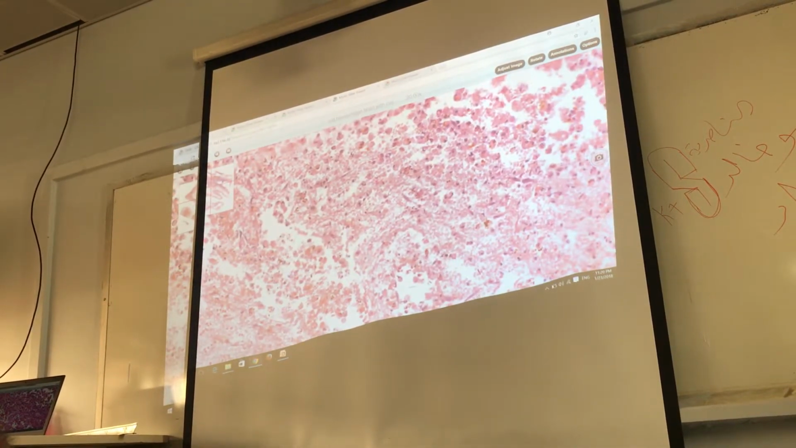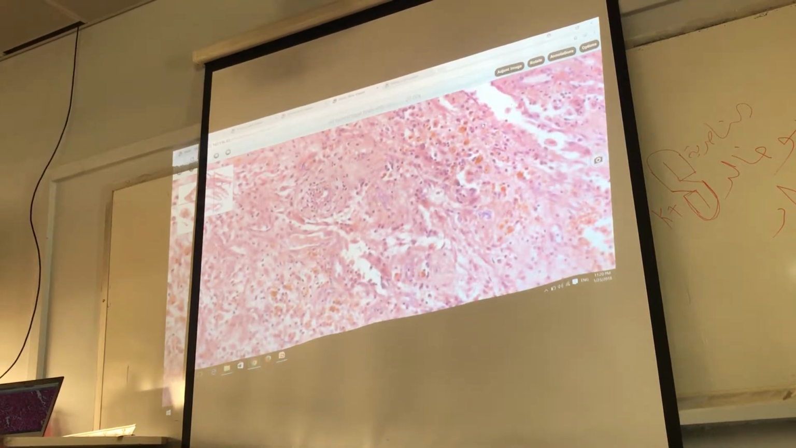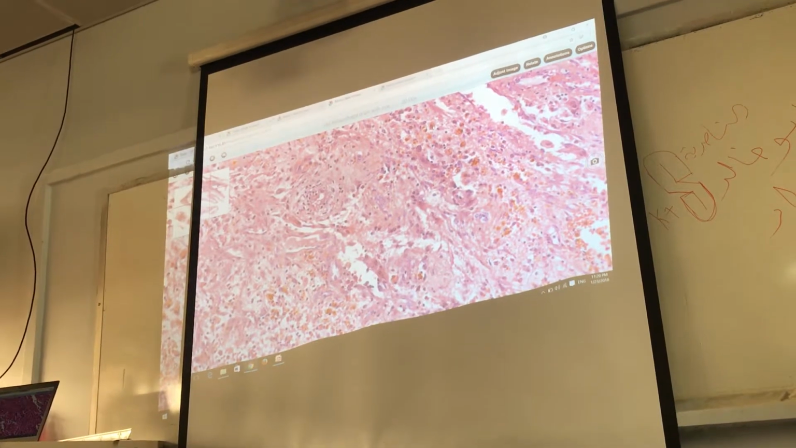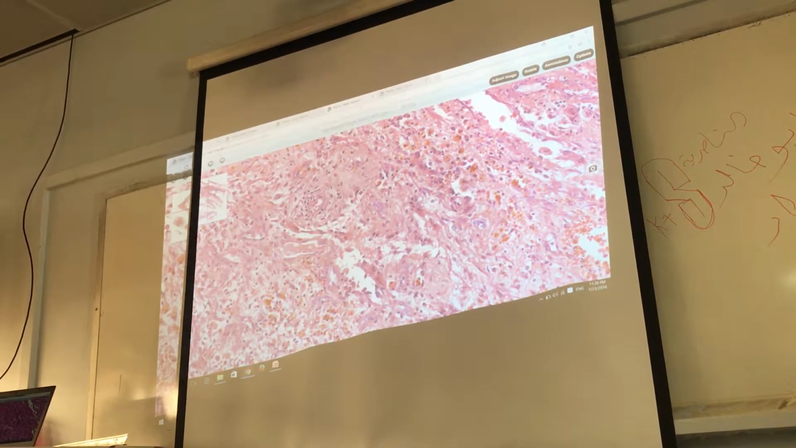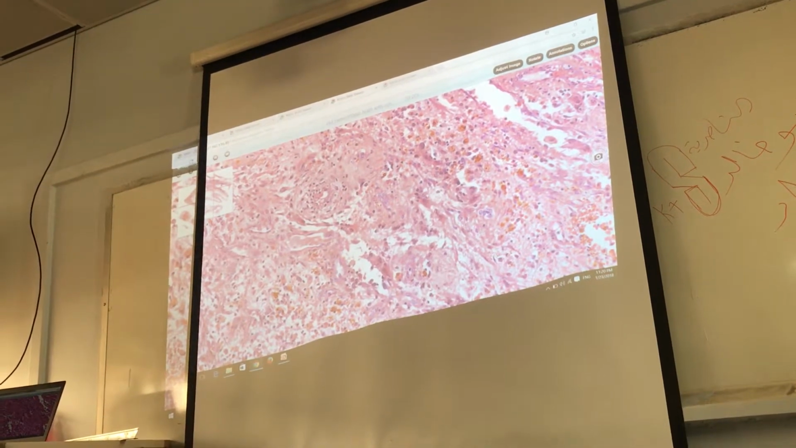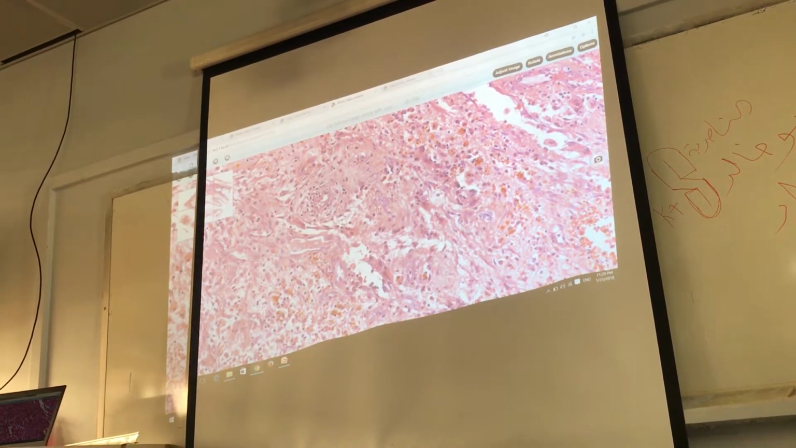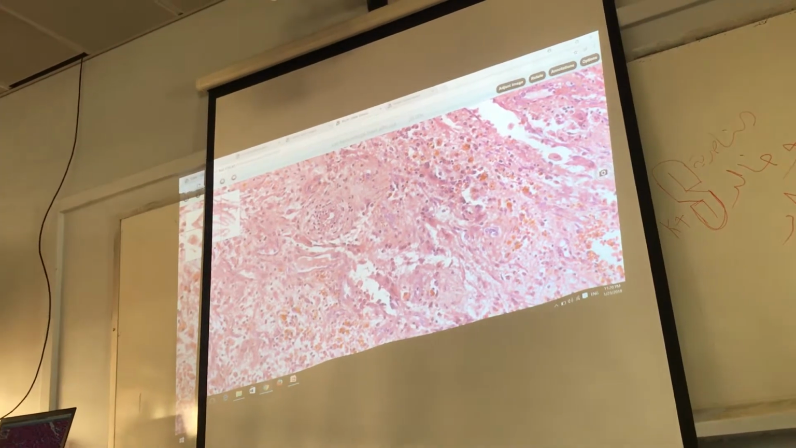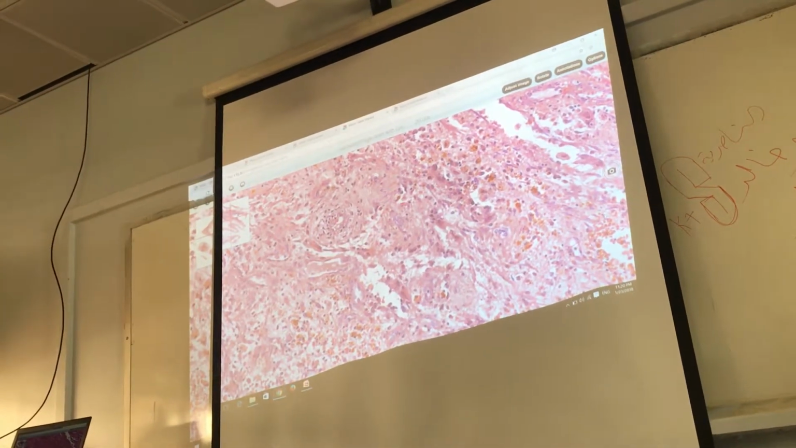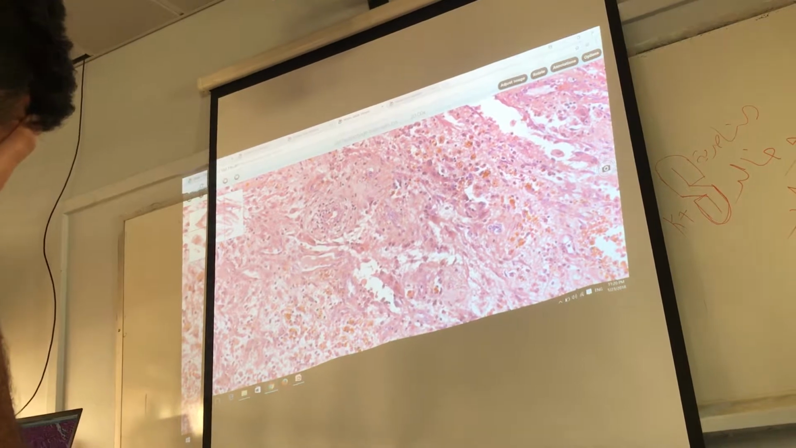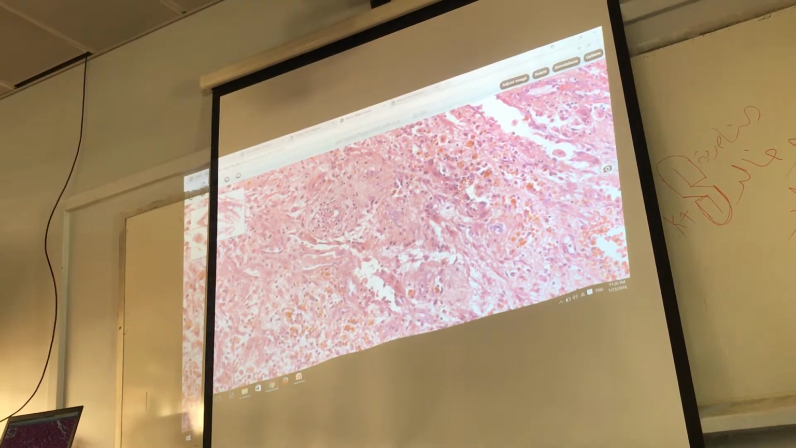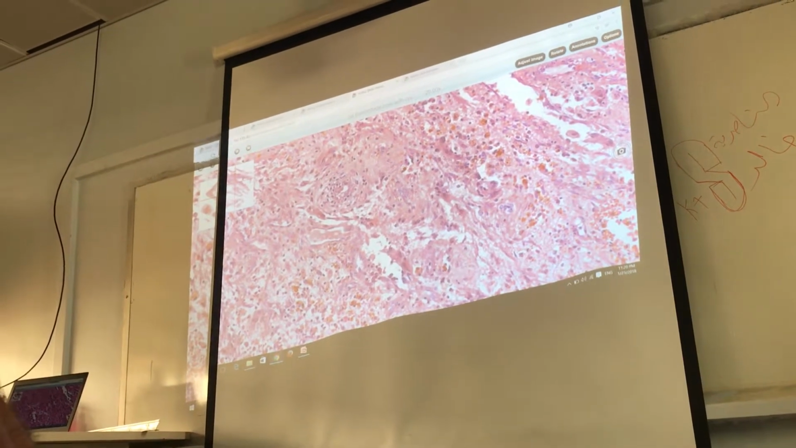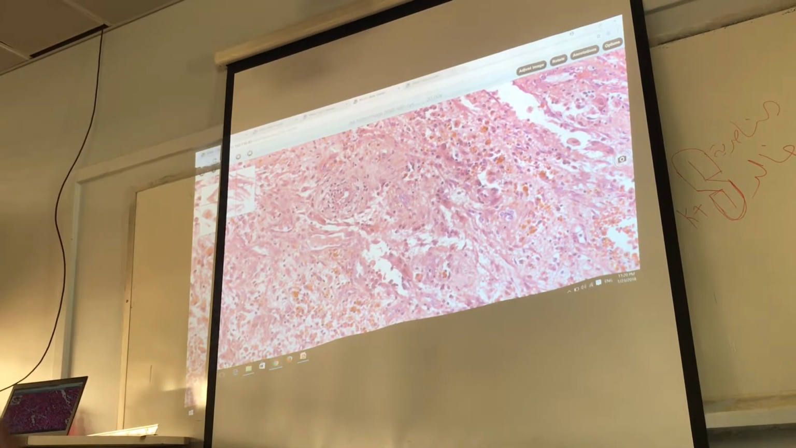Now you see. See here. What is this? These are all macrophages which have ingested RBCs. So now the hemosiderin pigment is there. So this indicates old hemorrhage. This slide shows foci of recent hemorrhage, remote hemorrhages, and old hemorrhages. How do you recognize this old hemorrhage? Because many of the macrophages are showing hemosiderin pigment.